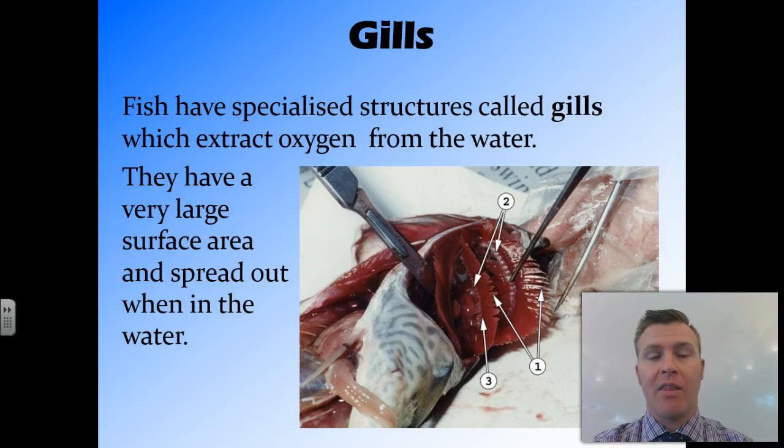Fish, on the other hand, and other aquatic animals have specialized structures called gills. These gills extract oxygen from the water. Because the water has much less oxygen in it than the air, because it has to be dissolved into the water, gills have a much larger surface area than lungs. So lungs already have a very large surface area, and gills have an even larger surface area. And the gills are able to spread out in the water and increase their surface area.